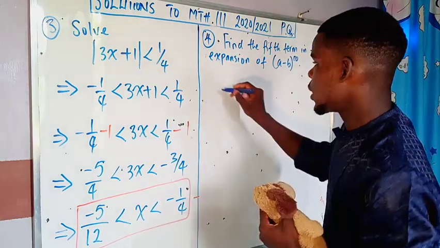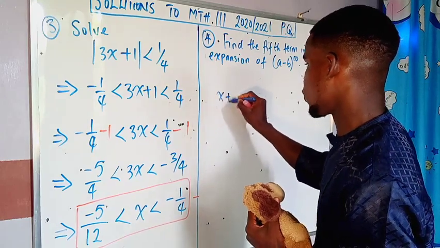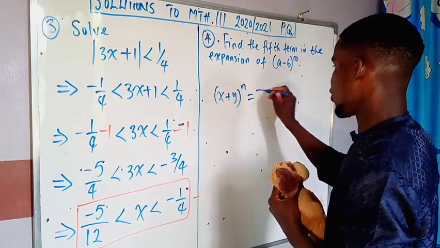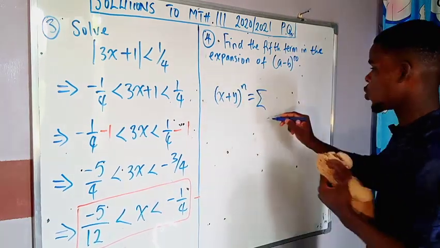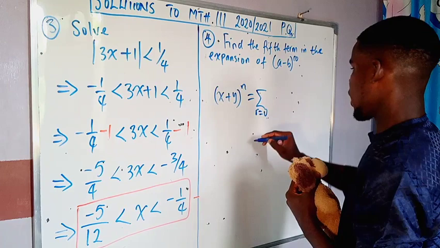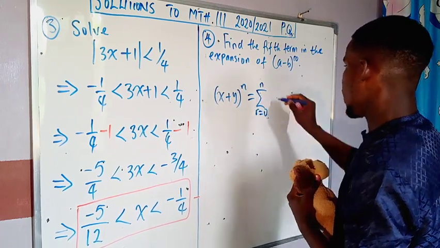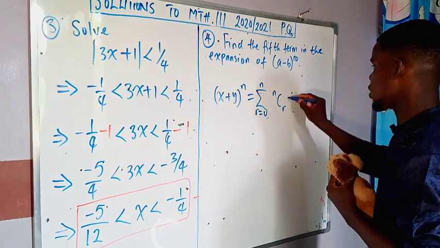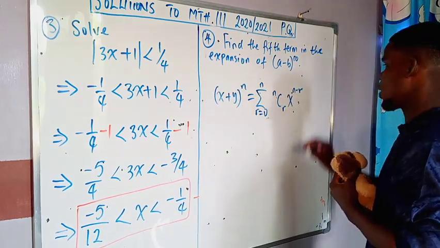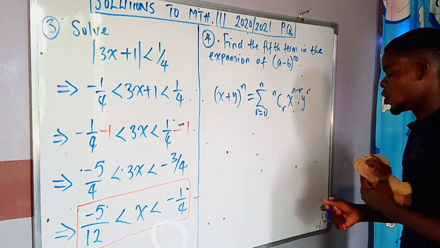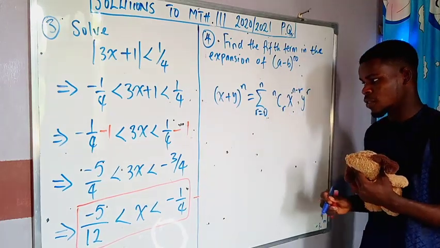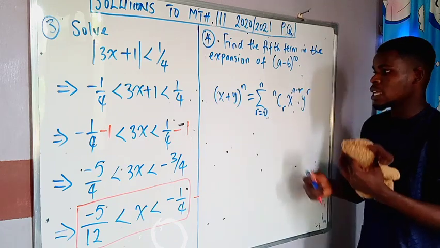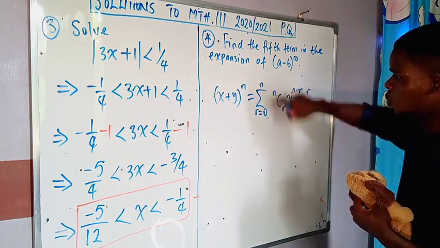Suppose we are given a general term, let's just say (x + y)^n. This is known to be the sum. The expansion of this is going to be the sum, as r starts from 0 to n, of n combination r times x raised to the power of n minus r, and then y raised to the power of r. Where this r is the index of summation, so it will start from 0. We will substitute r equals 0 and compute, then 1, 2, till we get to n, where n here means the power.